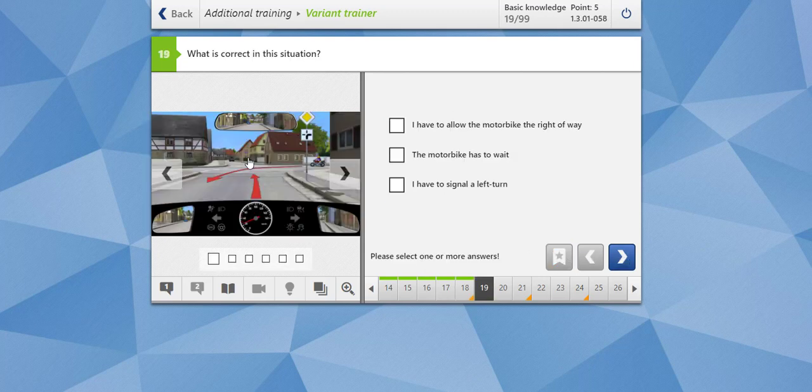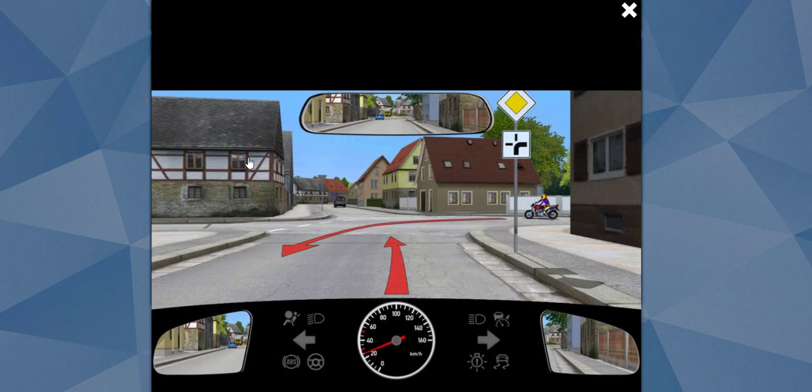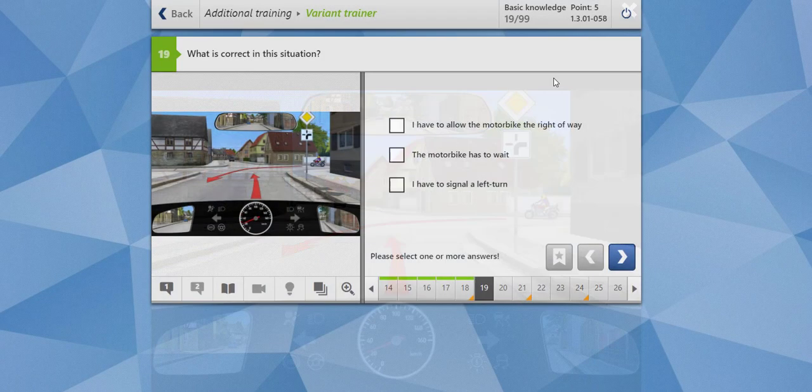What is correct in this situation? So what we are seeing here, there is a priority sign and also there is a road marking, additional sign. What we are seeing is that this biker is moving along the priority road. So he has the priority and then we can move. Let's look at the options.